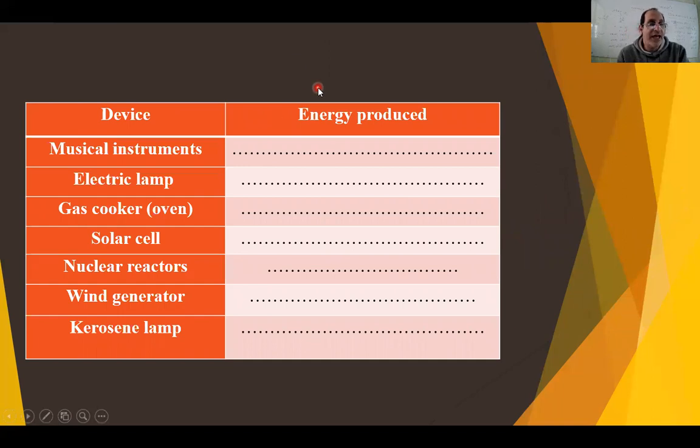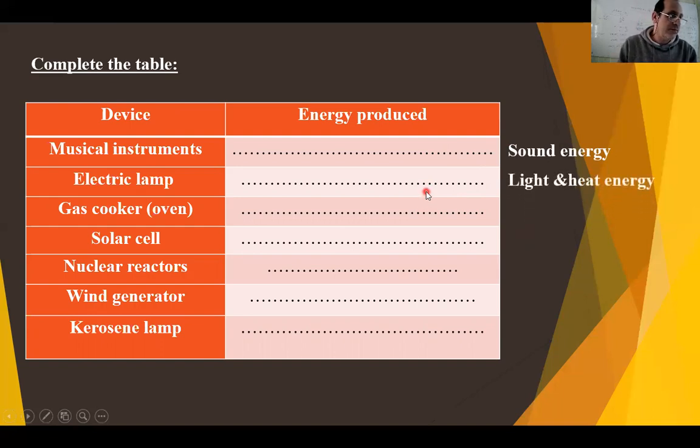Here is the device, and we must mention the energy produced from this device. Complete. Musical instrument. We use the kinetic, or the moving of this musical instrument or the strings of it, to have sound. We hear sound. So the energy produced here is sound energy. Electric lamp. We use the electric energy to produce what? Light. But here light and heat energy, because if you touch it, it's going to be hot.